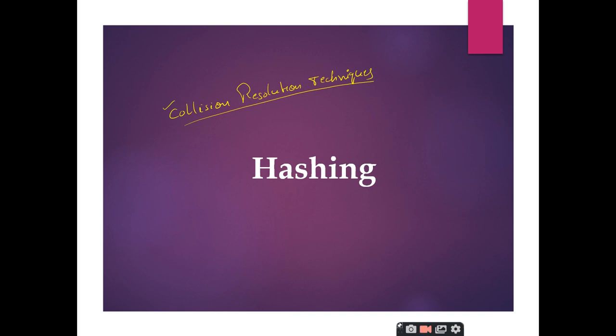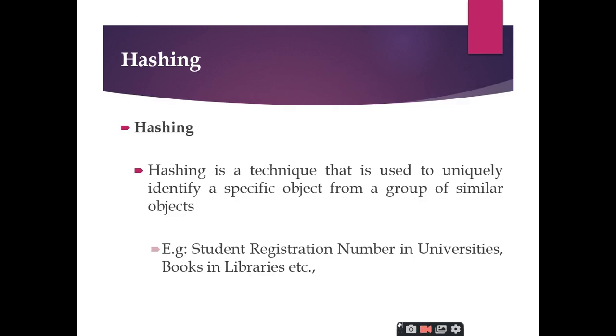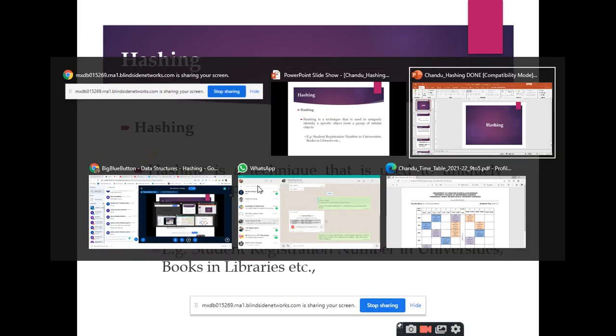Yes, sir. Right. In hashing we will see some of the mathematical concepts also. We will use some techniques like functions for this hashing technique, right? So hashing is a technique which makes the user identify an object uniquely from a group of similar objects.